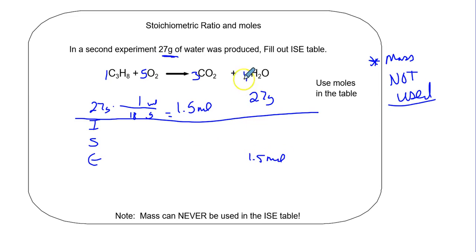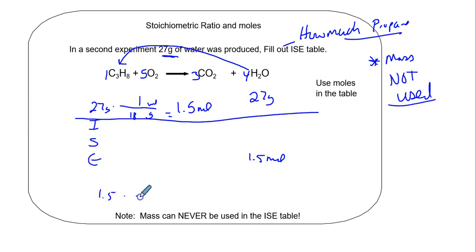And sometimes at this point, a common question might be, how much propane was used? So we're going to jump from here to there. And that's fine, you could do that. It would be pretty simple. It would be 1.5 at a 4 to 1 ratio, and 1.5 divided by 4 should be an easy number, I believe. 1.5 divided by 4 equals 0.375.